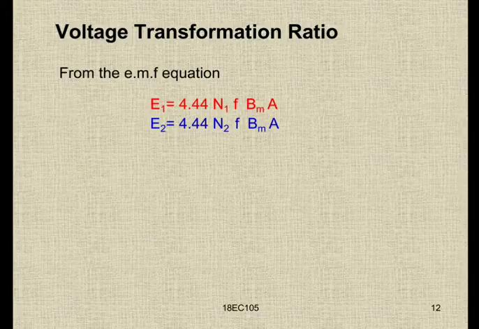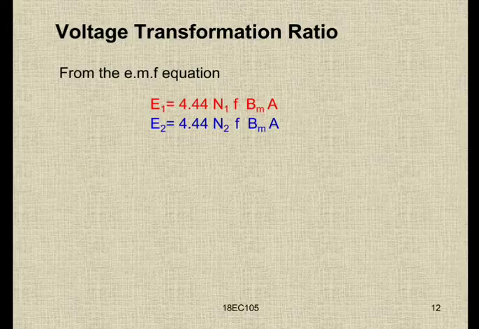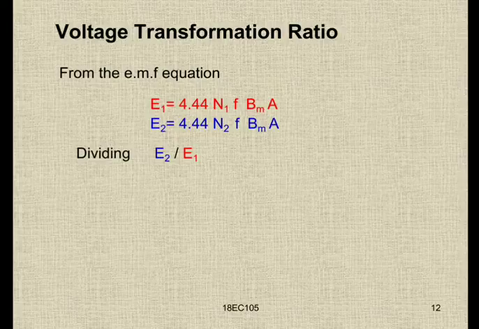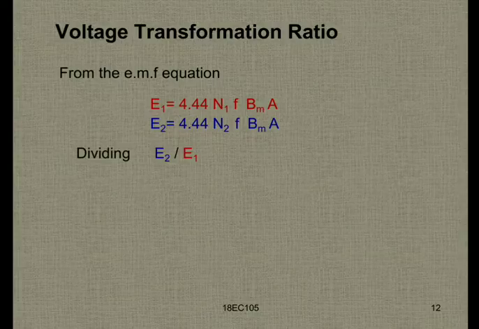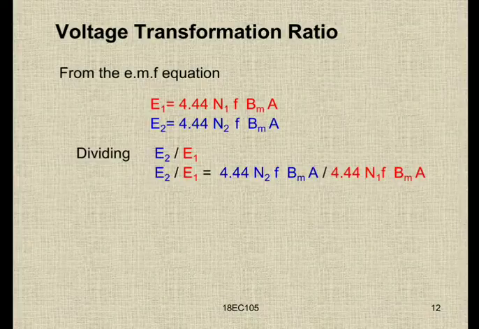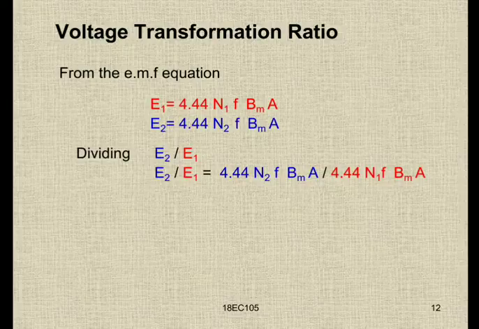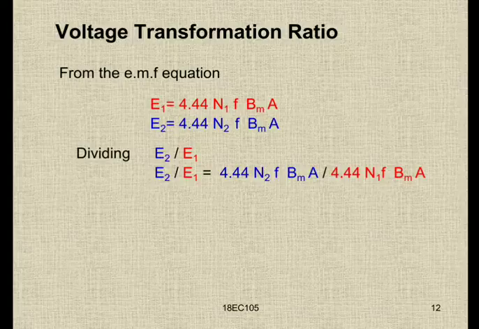Similarly, E2 is 4.44 into N2, the number of turns in the secondary. The frequency is the same on both primary and secondary, the flux is also the same, and the core area is also the same. Then dividing E2 by E1, we get 4.44 N2 F Bm A equal to 4.44 N1 F Bm A.